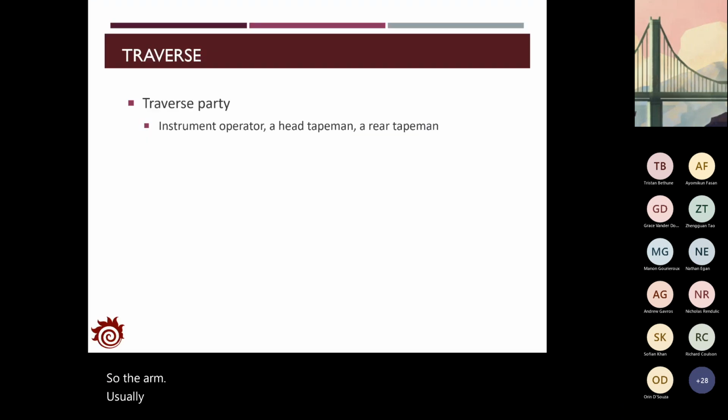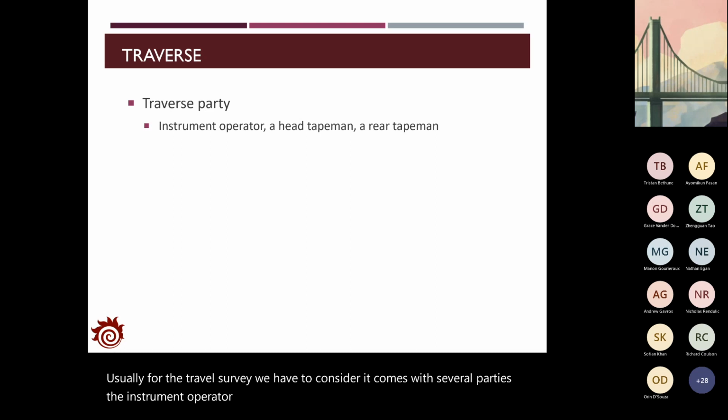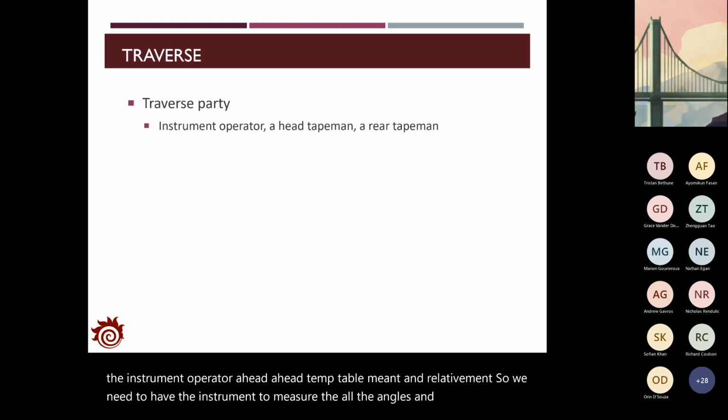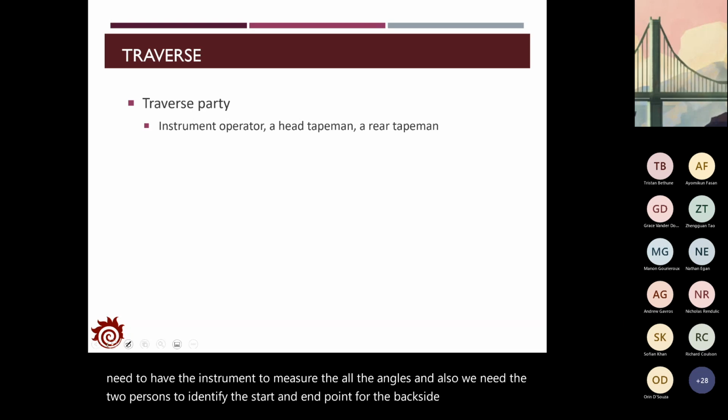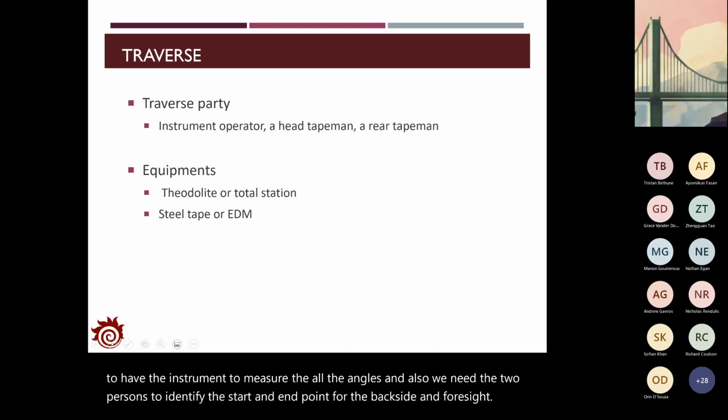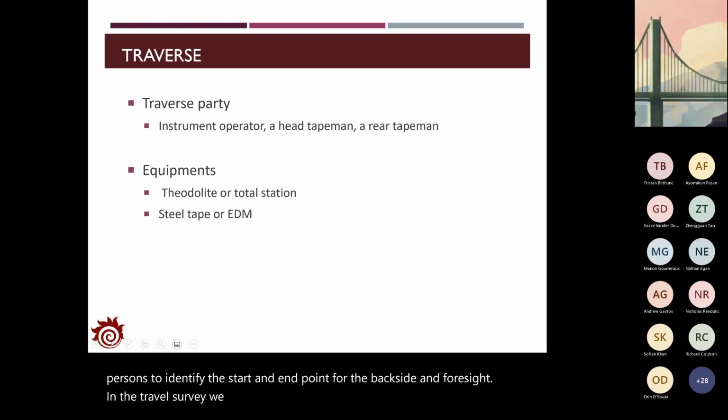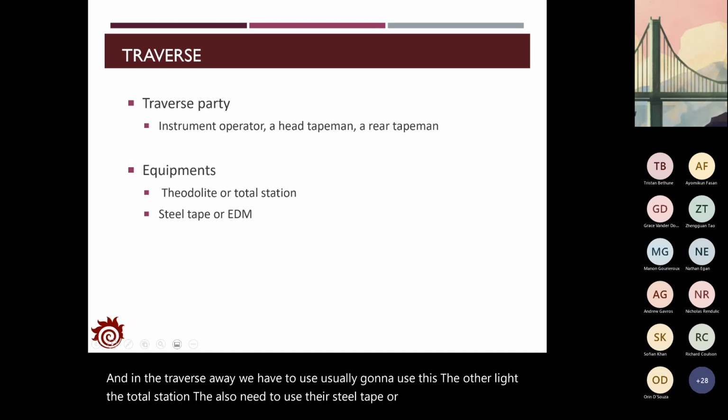Usually for traverse surveying, we have to consider that it comes with several parties: the instrument operator, a head tapeman, and the rear tapeman. So we need to have the instrument to measure the angles, and also we need the two persons to identify the start and end point for the backsight and the foresight. And in the traverse survey, usually we're going to use the theodolite, the total station. We also need to use the steel tape or some electronic distance measurement devices.